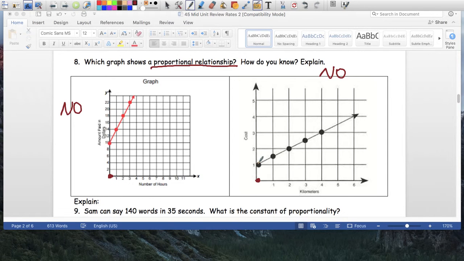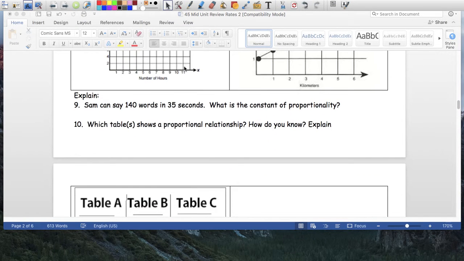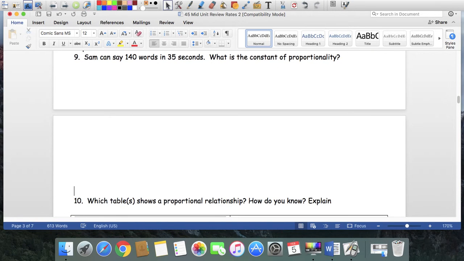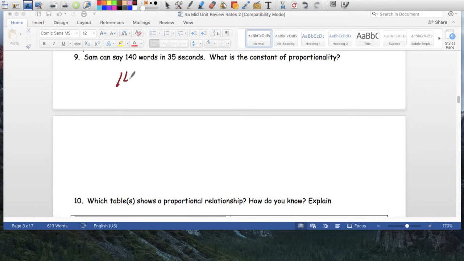9. Sam can say 140 words in 35 seconds. What is the constant of proportionality? Entonces, 140 palabras, 35 seconds. In 1 second, en un segundo, ¿cuántas palabras puede él hablar, no? 140 palabras en 35 segundos. Divide by 35. And this is going to be 4 words. Entonces, 4 palabras cada un segundo. This is my constant of proportionality. Esta es mi constant of proportionality.